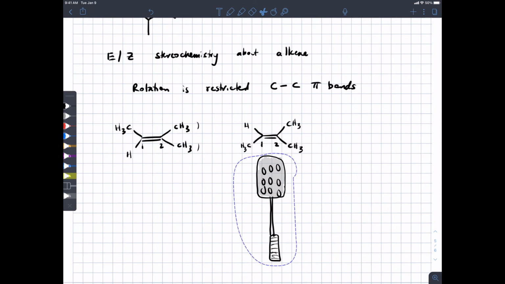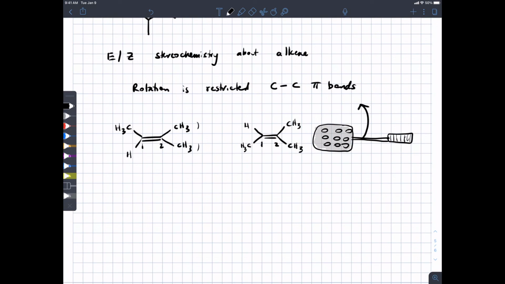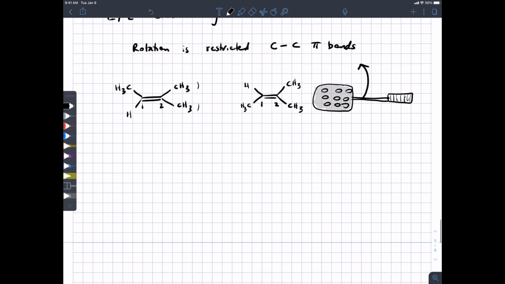Oh, I did the wrong one. Slide it here and then flip it over that way and it's the same thing. Can you see it? Yeah. So nothing to see there really in terms of different shapes, identical shape. It's when we have two different things attached to carbon 1 and two different things attached to carbon 2 that we then have something to talk about. So let's put CH3 here.